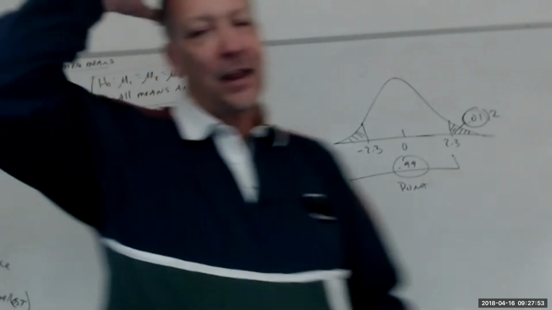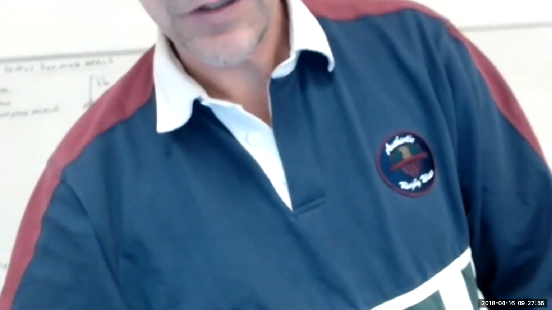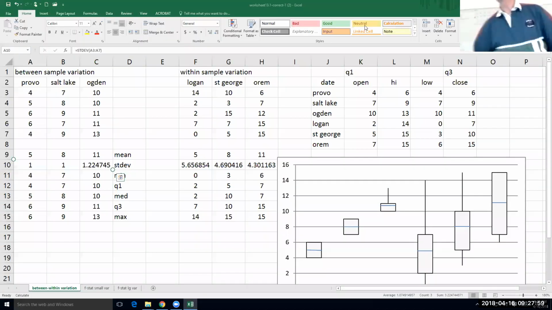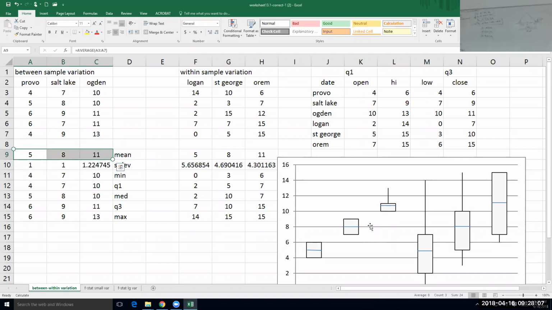All right. Now let's go back to our worksheet for just a minute. Here's why the variance comes into this. You'll notice here for Provo, Salt Lake, and Ogden, I got 5, 8, and 11. I purposely constructed this so that with Logan, St. George, and Orem, I got 5, 8, and 11 as well. I got the exact same means. But you can see here, I've got much more variation.